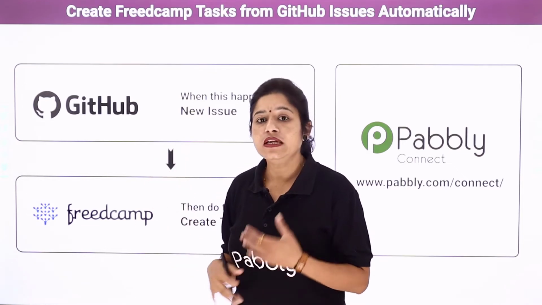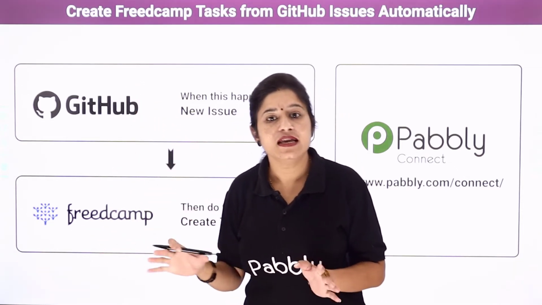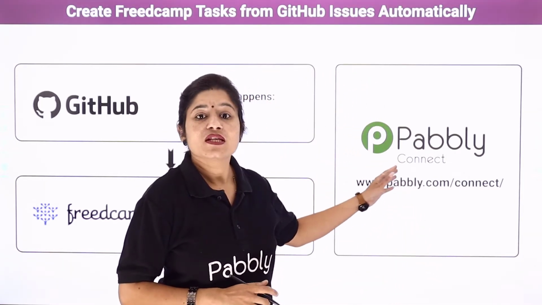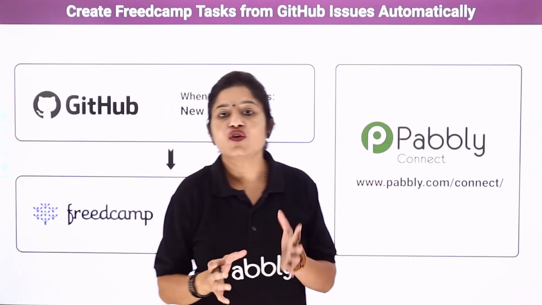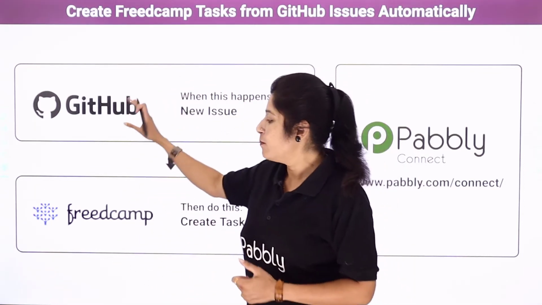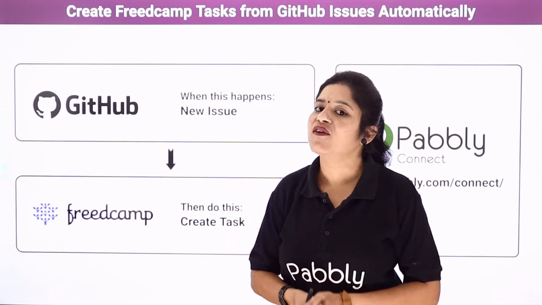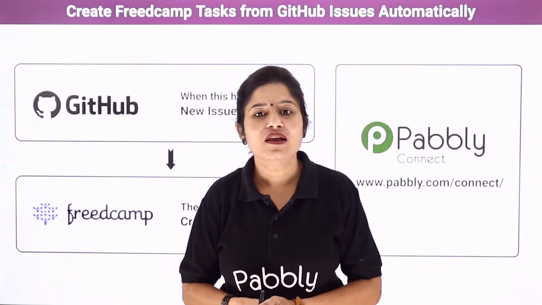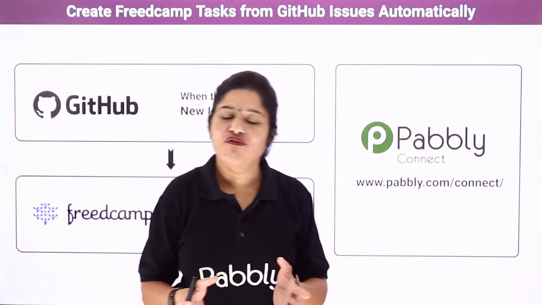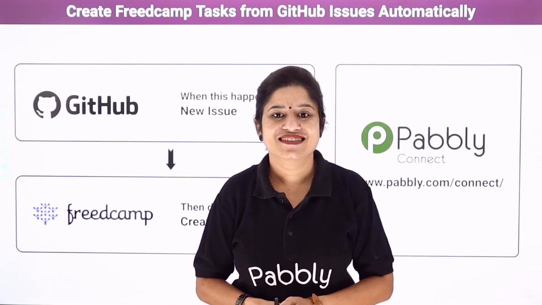For this, we need to create a connection between GitHub and Freedcamp. In order to create a connection, we are going to use a software application named Pabbly Connect. Basically, Pabbly Connect is an automation and integration software which will help us in integrating GitHub with Freedcamp automatically. The best part here is it doesn't require any coding skills or programming knowledge. Even a non-technical person can use this software application very easily. So let us learn the integration process now on my screen.